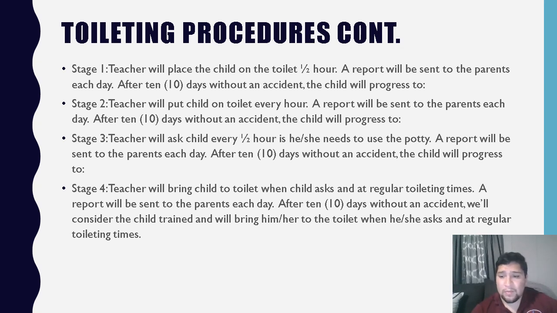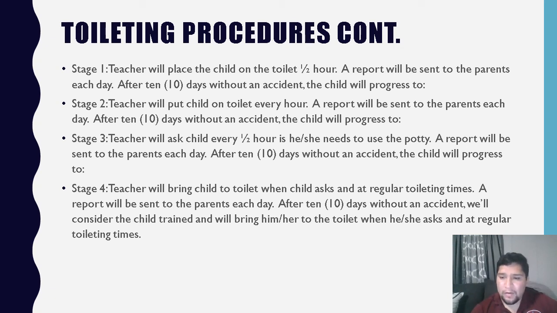This is when we no longer have to sit the child in the toilet. This time we're gonna ask them every half an hour. In stage three, it's every half an hour. We're just gonna ask them, do you need to use the potty? Do you need to use the potty every 30 minutes? Okay, and we're gonna practice this for at least 10 days and give a progress report like the other steps to the parents every day, showing them how they're doing and how they're progressing throughout their potty training.